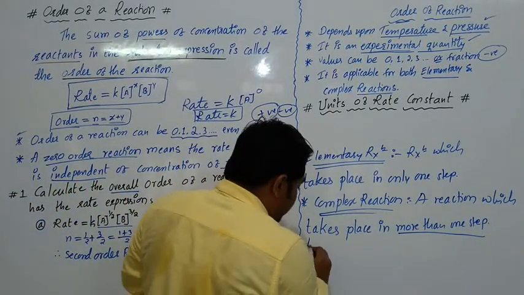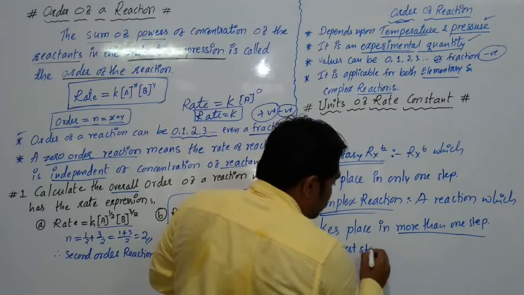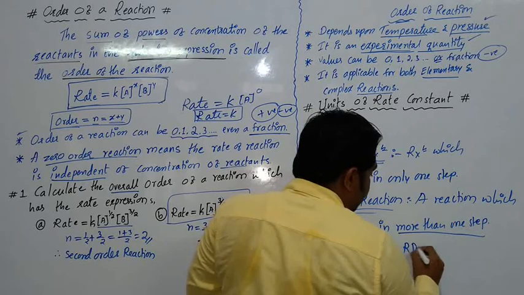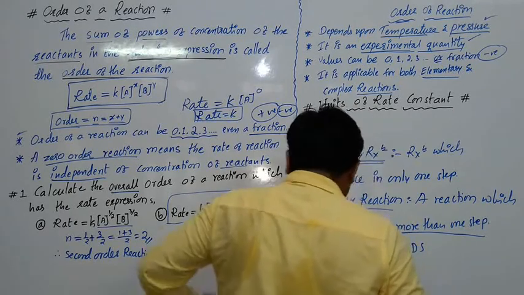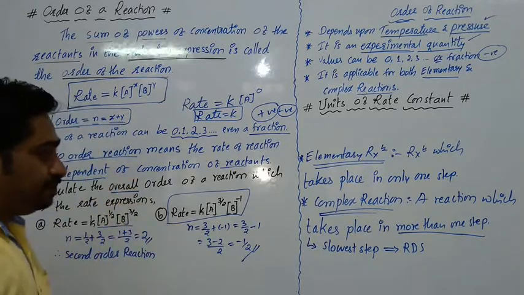ಈ ಕಾಂಪ್ಲೆಕ್ಸ್ ರಿಯಾಕ್ಷನ್ ನಲ್ಲಿ the slowest step is the rate determining step. It is called RDS, not RDX, it is RDS, rate determining step.